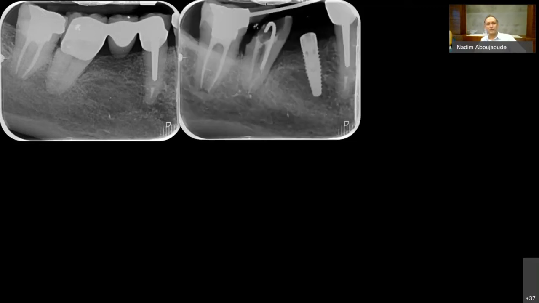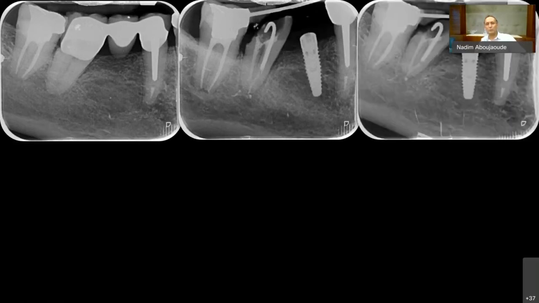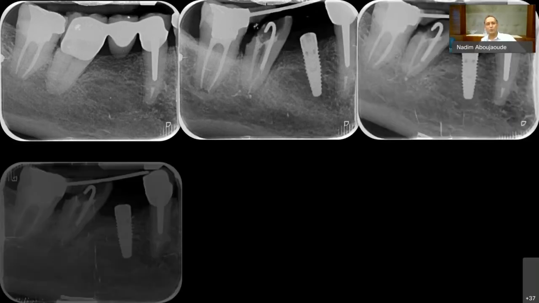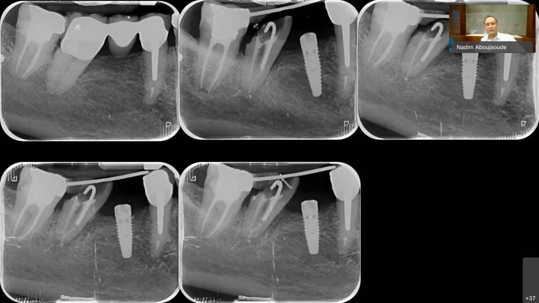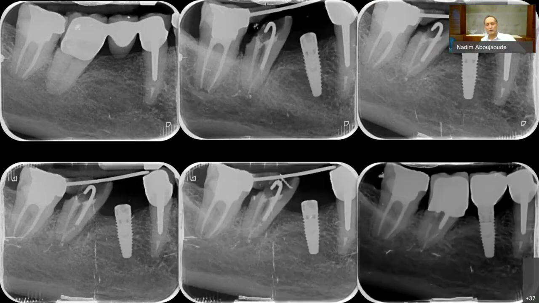We will see here a similar case where we also have a tilted second molar that we tried to save, hooking to the implant. While the implant was having osseointegration, we were able to erupt the molar away from the wisdom tooth. And you can see here that we were able to save this molar also, creating a ferrule effect.